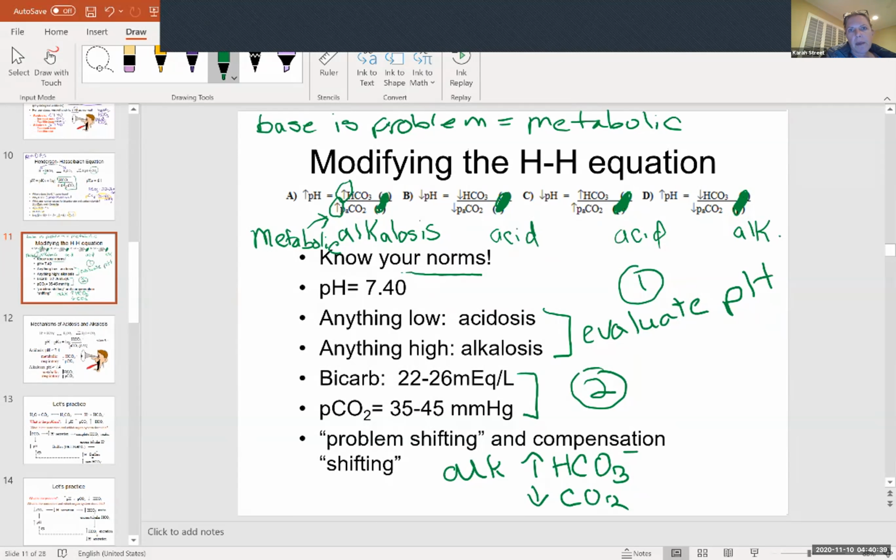They've eaten something. They've had something to drink. They have an issue with metabolism in their body. If the base is the problem, it's a metabolic issue. Eat, drink, enzymatic reactions. If the acid, which is CO2, is the problem, it's a breathing problem. It's a respiratory problem.